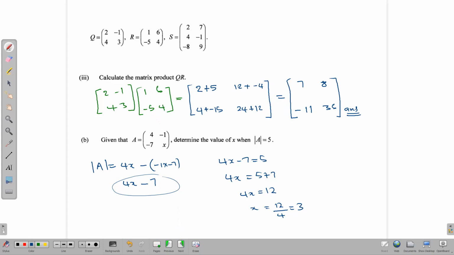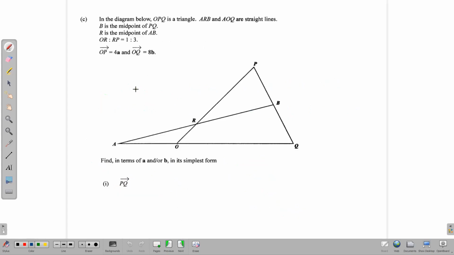And we move on to the other part of the question, which is a vector part. And what we notice here is that in the diagram we have OPQ, a triangle, and ARB and AOQ, that's A, R, B, and AOQ, these two lines, are straight lines. B is the middle of PQ, the halfway point. R is the middle, or midpoint, of AB.